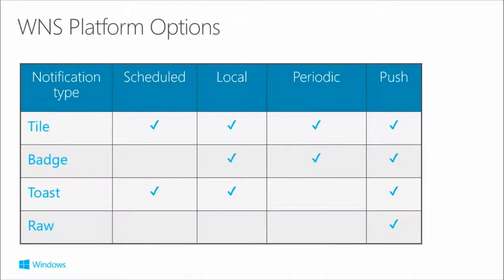There are some limitations on which kinds of updates we can use for which kinds of notifications. And you can see that here in this table. Tiles, we can use scheduled, toast, periodic, or push. Badge, we can only use local and push, or local, periodic, and push. Toast, we can use everything except periodic because we don't want you sending a toast notification every half hour. That's just not a great user experience.